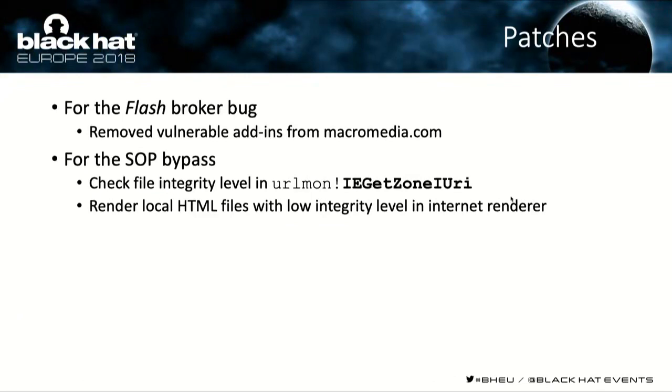So how were these bugs fixed? For the Flash Broker bug, Adobe removed those vulnerable add-ins from Macromedia.com. For the SOP bypass, Microsoft added a file integrity level check in IE_GetZoneIUL. If the target file has a low integrity level label, it can only be opened in internet zone.